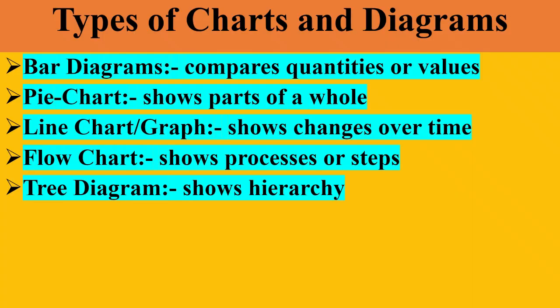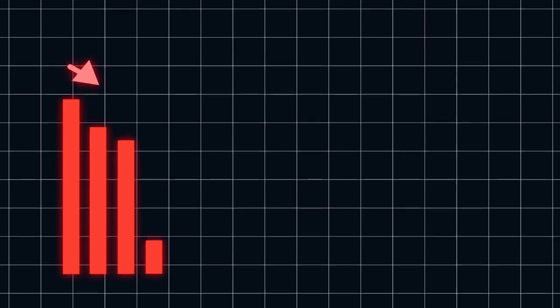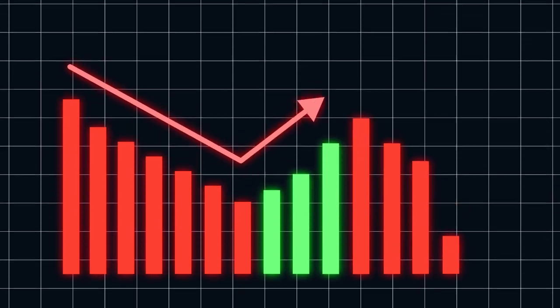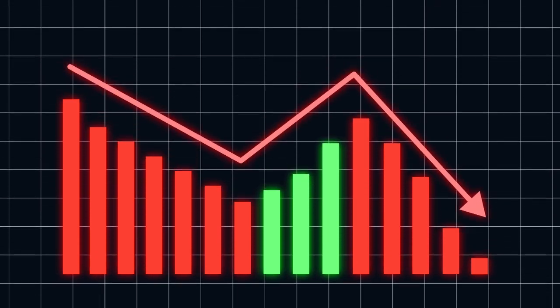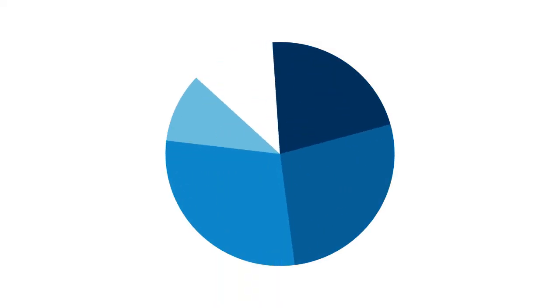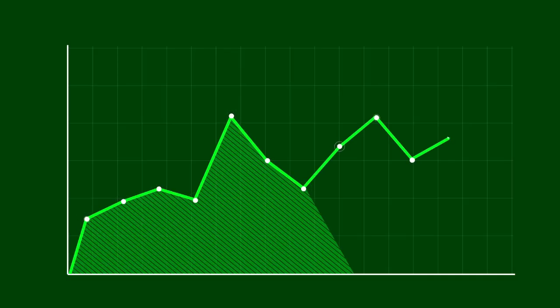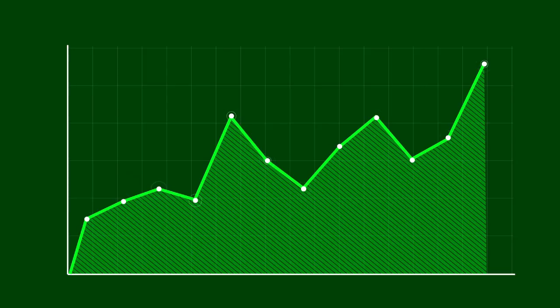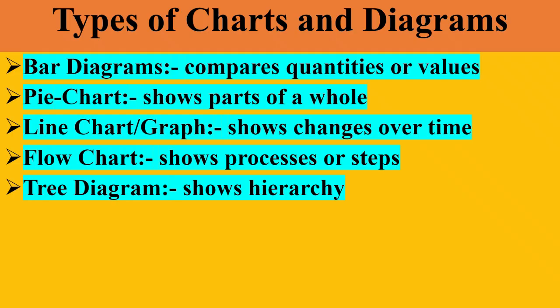Types of charts and diagrams. Following are the types of charts and diagrams. Bar diagrams compare quantities or values. Pie chart shows parts of a whole. Line chart or graph shows changes over time. Flow chart shows processes or steps. Tree diagram shows hierarchy of something.